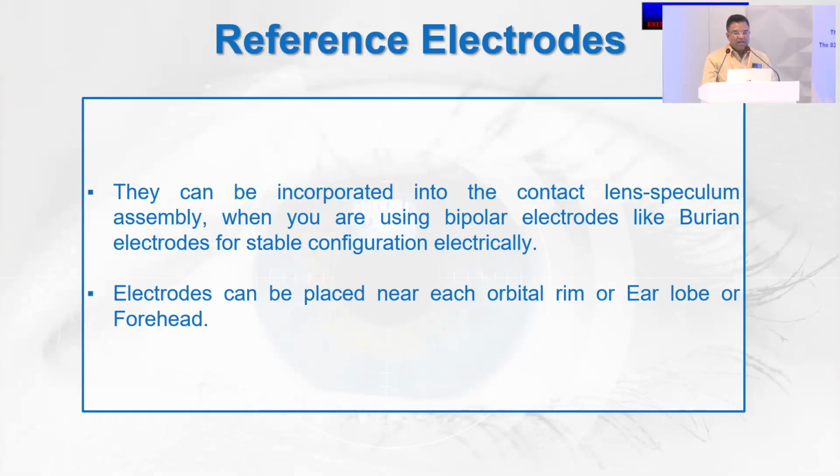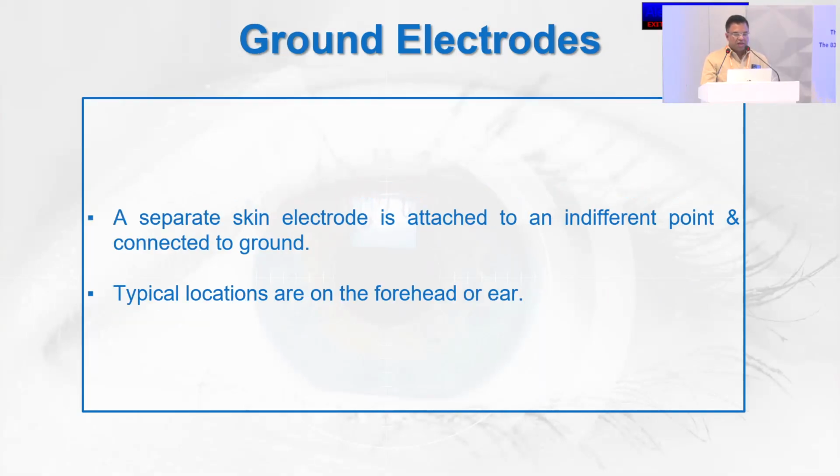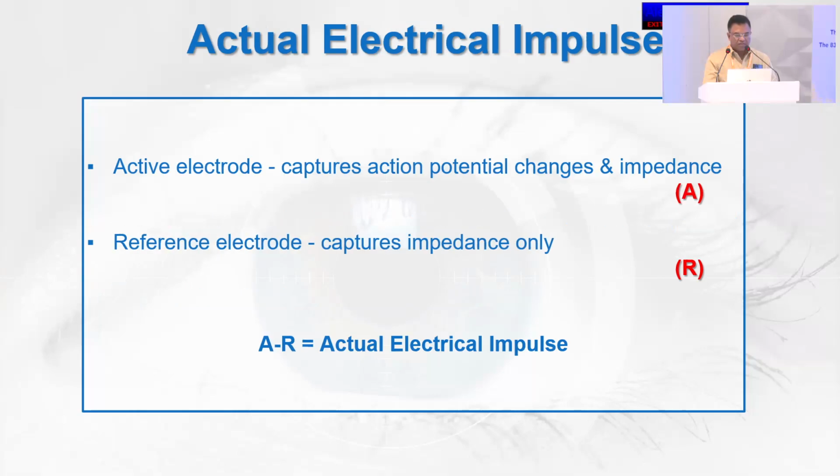The second type is the reference electrodes. Now, they are incorporated into a contact lens speculum assembly when you are using a bipolar electrode, such as the Burian electrode, for stable configuration electrically. These electrodes can be placed near the orbital rim or the ear lobe or even on the forehead. The third type of electrode that is used in ERG is the ground electrode. It is a separate screen electrode which is attached to an indifferent point and is connected to the ground. Typical locations for attachment of these electrodes are either the forehead or near the ear.